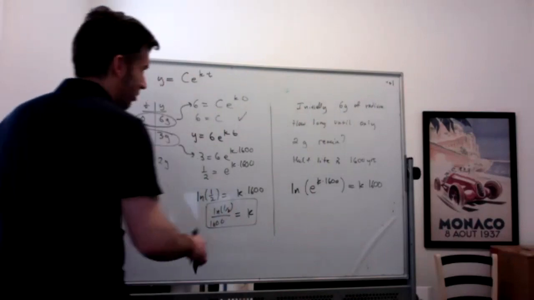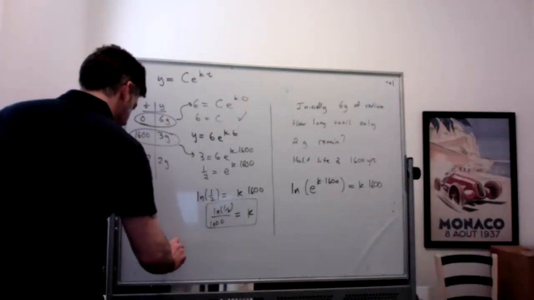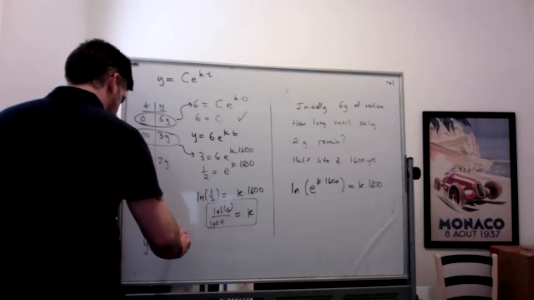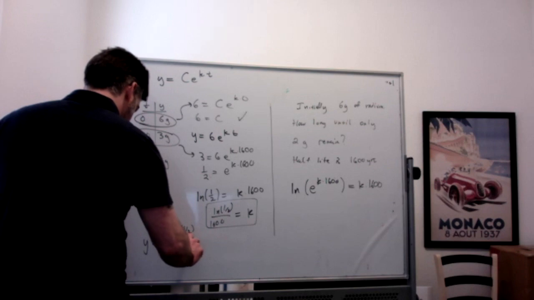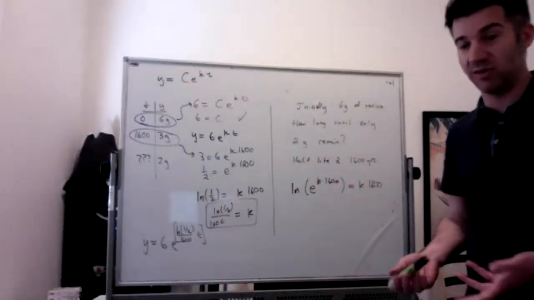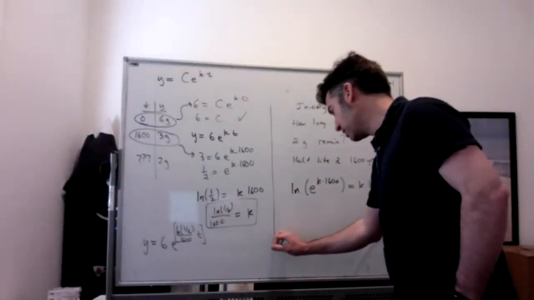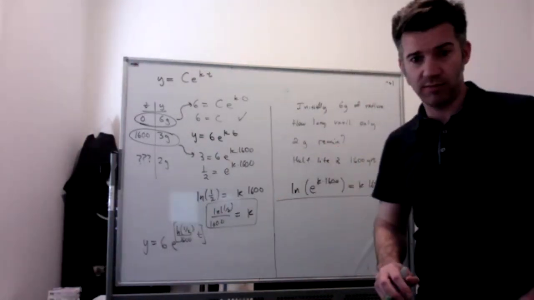So now our model is y equal to 6 e to the k t, where k is the natural log of 1/2 over 1600. So great, we found the model. Now we have to use the model to answer the question. And the question was, how long until only 2 grams remain?